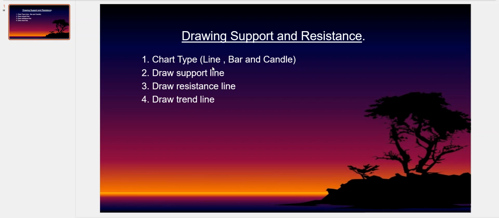A lot of you requested to have a session on drawing support and resistance lines. You are having some problem in drawing proper support and resistance lines. So this video is about drawing support and resistance lines. We'll cover a few topics today. First we'll cover what the chart types are: line, bar, and candle. Then draw support lines, draw resistance lines, and draw trend lines. Let's see how we can do that.